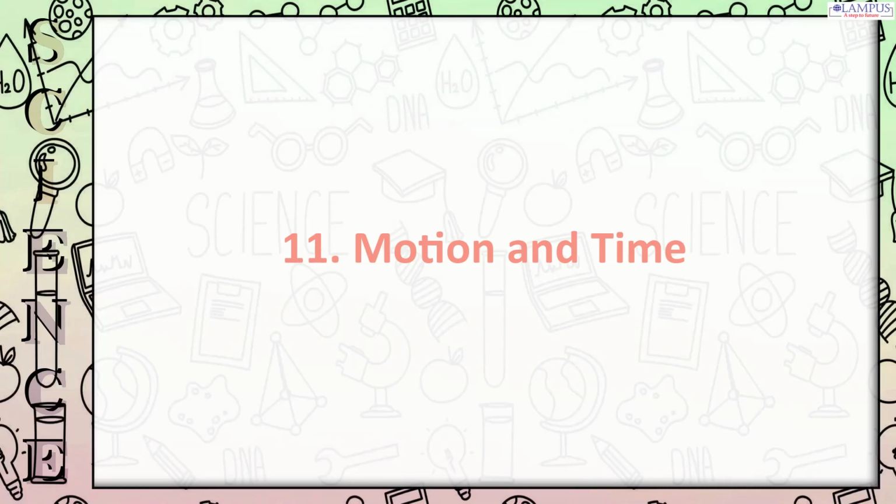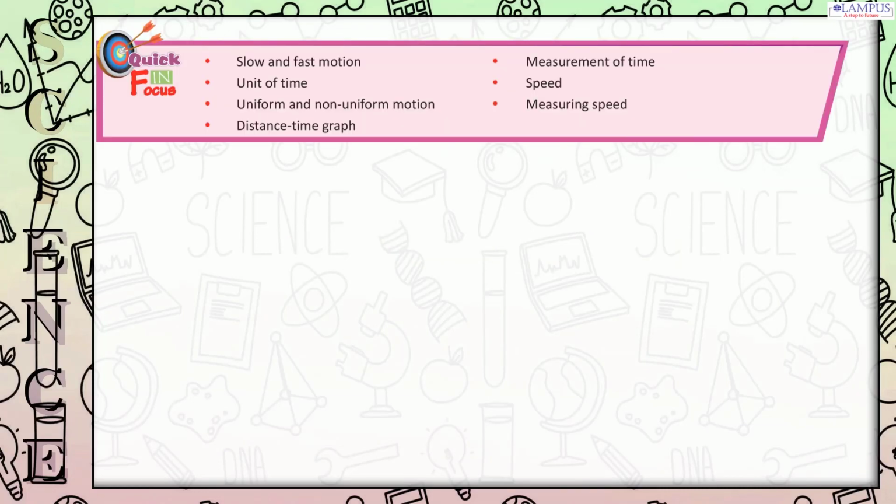Chapter 11. Motion and Time. Quick field focus. Slow and fast motion. Measurement of time. Unit of time. Speed. Uniform and non-uniform motion. Measuring speed. Distance time graph.